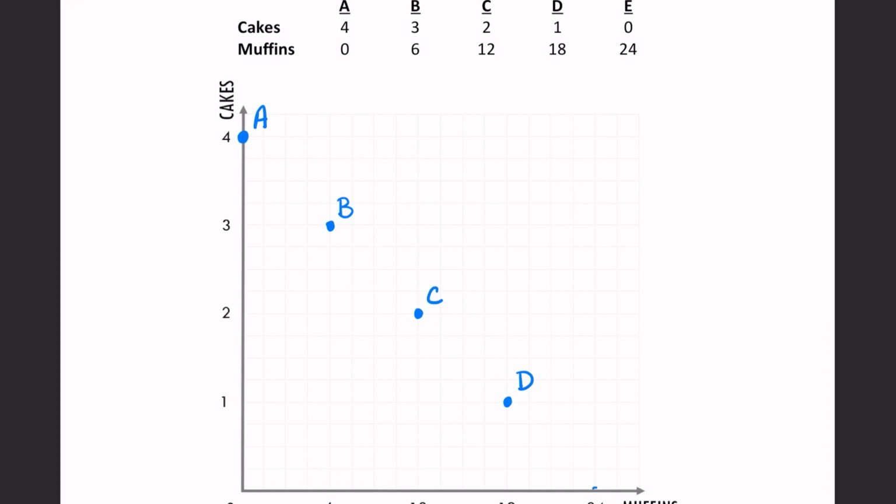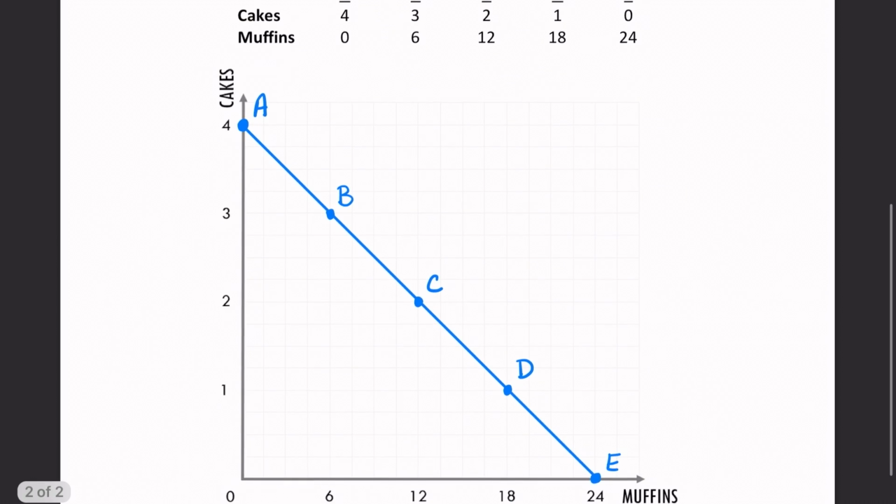That's point D. And then if we put all of our resources just toward producing muffins, point E shows us that down there. And so all we've done is taken these points in this table, plotted those out, and then what we're going to do is connect those points. And connecting those points is going to give us our production possibilities curve right there. And so we've got our production possibilities curve.